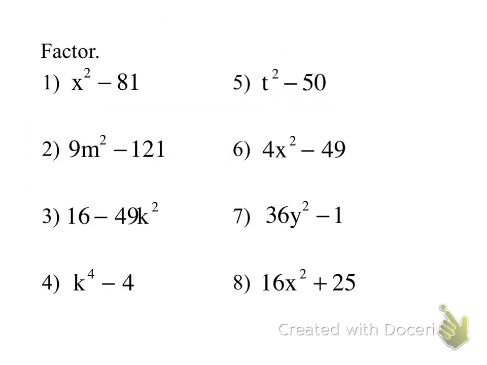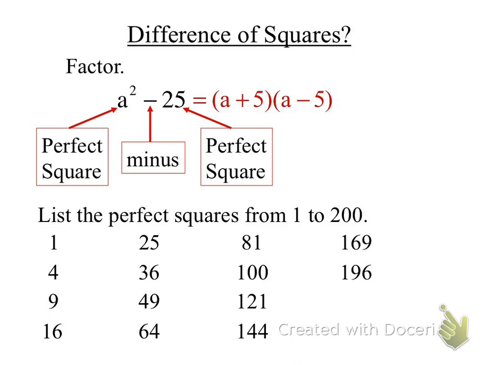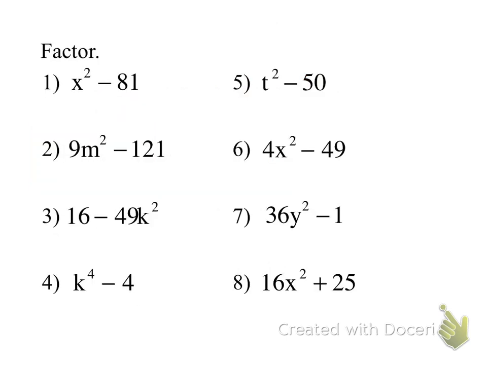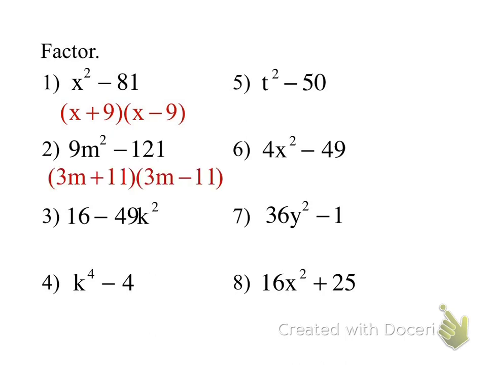Okay, so where did we leave off? Chris, number 1. Perfect. And number 2? Sana? 3m minus 11 times 3m plus 11. Perfect. Okay, I want you to pause the recording and finish the rest.